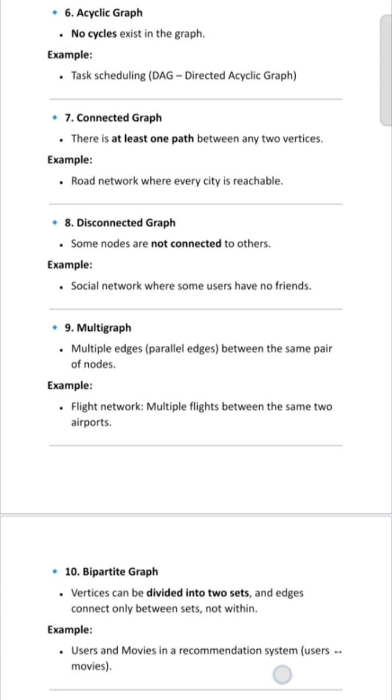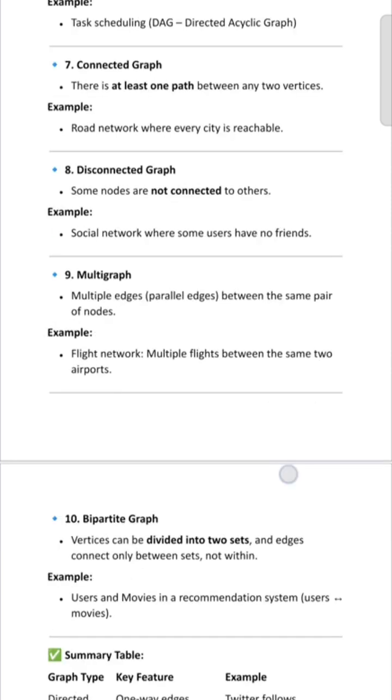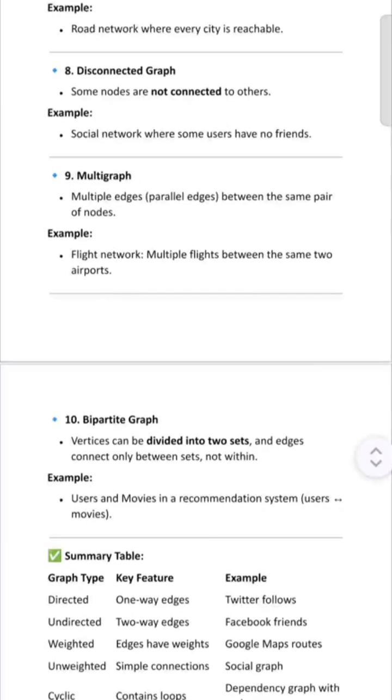Next graph is disconnected graph. Some nodes are not connected to each other, that is considered a disconnected graph. Example, social network where some users have no friends. So next type is multigraph. In a multigraph, there are multiple edges, that is parallel edges, between the same pair of nodes. Example, flight network. Multiple flights between the same two airports at the same time.